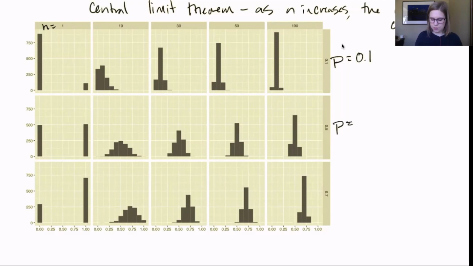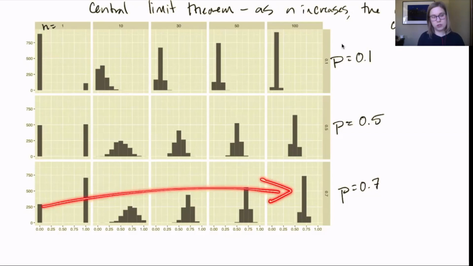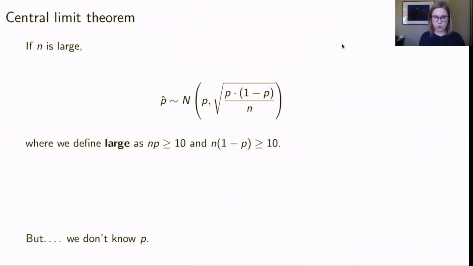And then I could do the same thing with p equal to 0.5. If I just take samples of size 1, even if I do it many times, I'm going to get this strange distribution. But then as my sample size increases, my distribution is going to become more normally distributed. And the same thing with p equal to 0.7. As the n increases, the distribution looks more normal. So this all leaves us with the idea that if n is large enough, then we can approximate the sampling distribution of p hat with a normal distribution, which is centered at p, our true parameter value, with the standard deviation that we just found from our derivation.